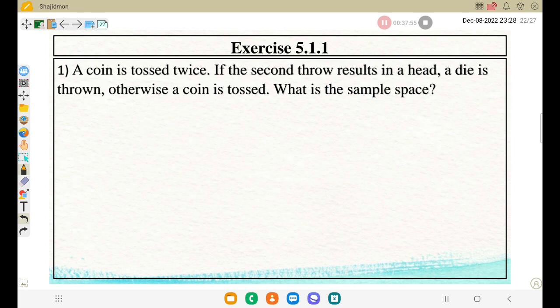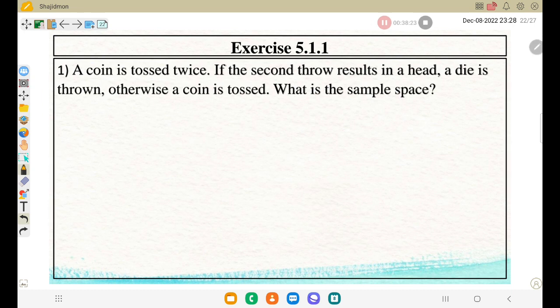In the 5.1.1 section, mainly we discussed the sample space. How can we find the sample space? How can we find the event? When we are telling two events are exclusive or exhaustive, independent, like that idea. Okay, so we will do some questions for better understanding. Exercise 5.1.1. You can see the first question.